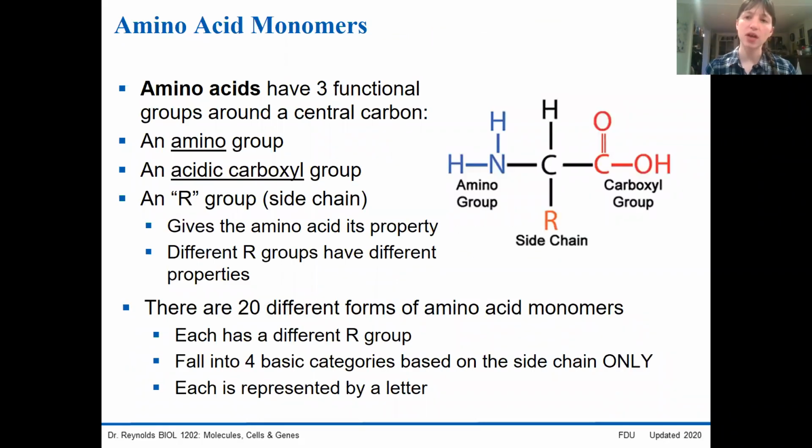Now, the backbone of these proteins are going to be amino acids. Amino acids are the monomer formed of an amino group and a carboxyl group. That carboxyl group is acidic, so these are called amino acids. There's also a central carbon, and from that central carbon extends a variable group, meaning it's different between different versions of amino acids, sometimes called a side chain. This R group is what is actually responsible for giving the property to that amino acid.